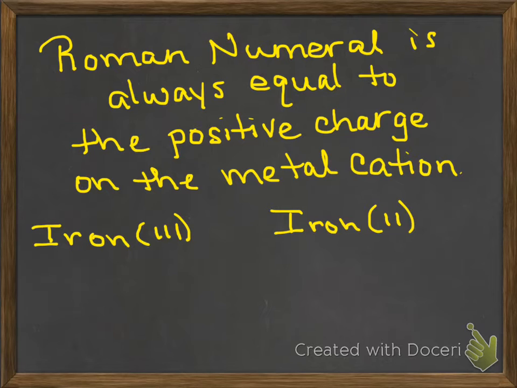The reason that we include a Roman numeral in the name for transition metals is that the Roman numeral is always going to be equal to the positive charge on the metal cation. So here you have two examples. Iron can form two different cations. It can form an iron 3 cation, or it can form an iron 2 cation. When we write that, we would write it as iron Fe. Since this is a Roman numeral 3, we would say it's 3 plus. In this example, since it's a Roman numeral 2, it is iron 2 plus. Once we've done that, we're going to name the compounds exactly as we would if they were normal ionic compounds.